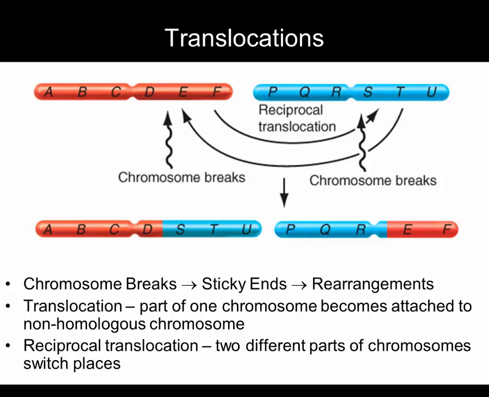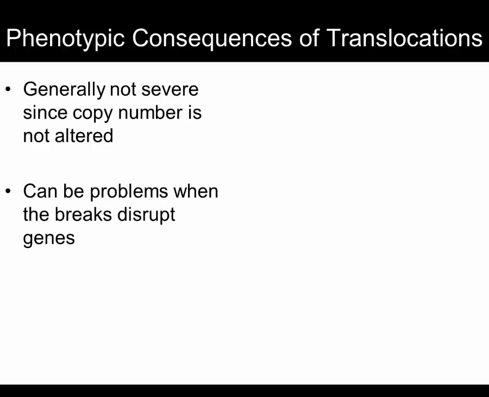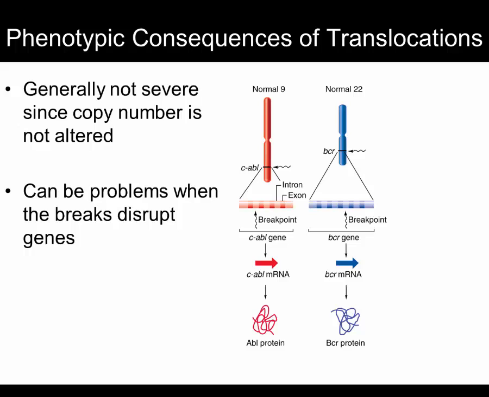This too can be caused by multiple double-strand breaks or improper crossing over. Reciprocal translocations normally have little to no phenotypic effects because no genetic information is lost or gained. Though as with inversions, trouble can occur when the breaks disrupt genes. In fact, there is a very famous translocation with a major effect due to the genes it disrupts.